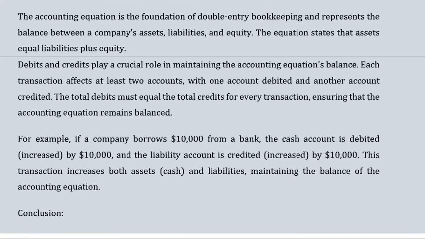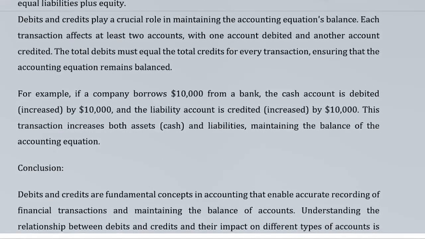For example, if a company borrows $10,000 from a bank, the cash account is debited, increased by $10,000, and the liability account is credited, increased by $10,000. This transaction increases both assets, cash, and liabilities, maintaining the balance of the accounting equation.